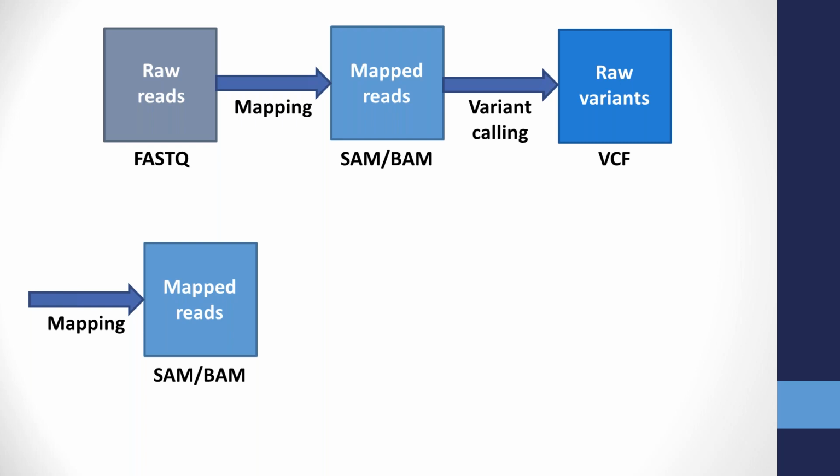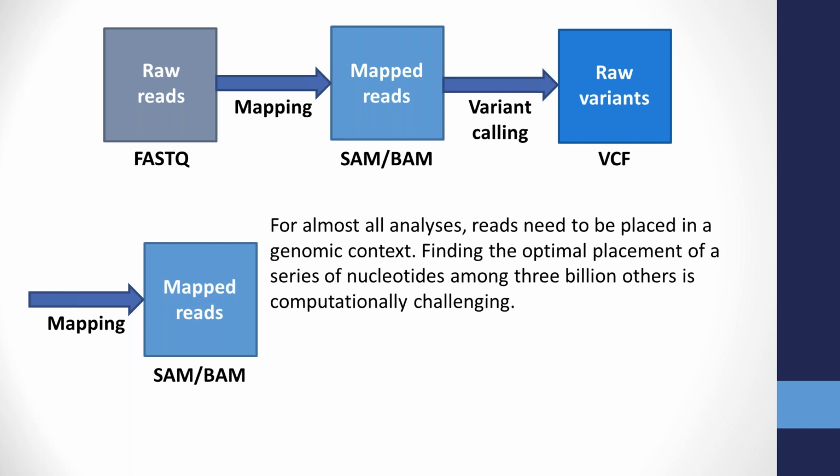Okay, so that's the raw data. Now we really want to get something out of this. So what we're going to do is attempt to take those raw data and place it in a genomic context. So for almost all analyses, really you want to take the read and figure out where it exists in the reference genome with a high probability. So finding the optimal placement of where this actually is housed in a reference genome among 3 billion other letters, say in the human reference, is computationally challenging.